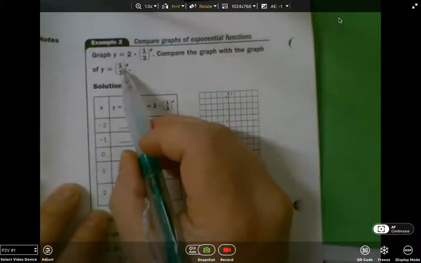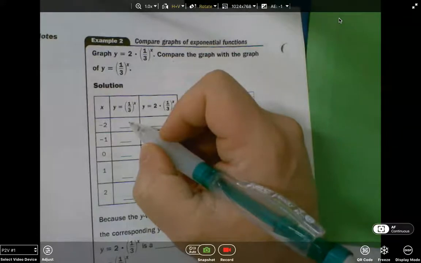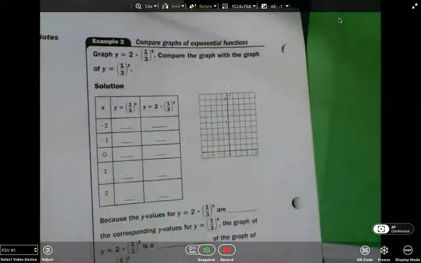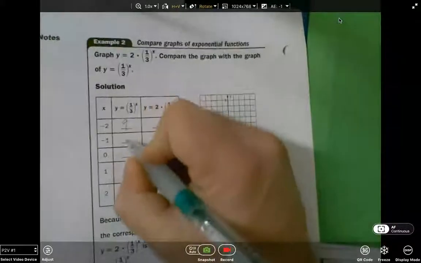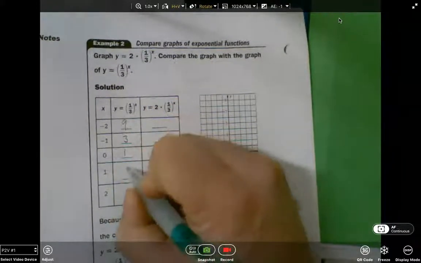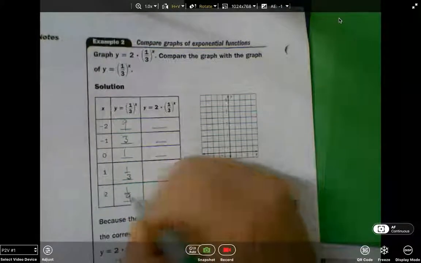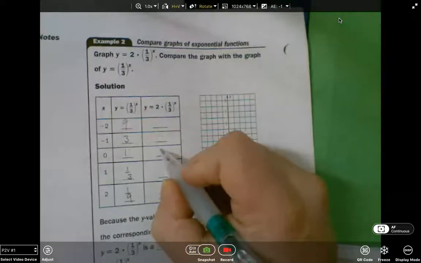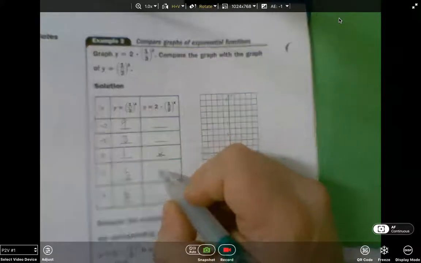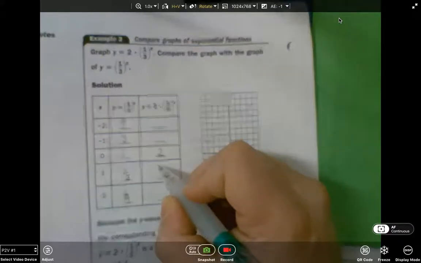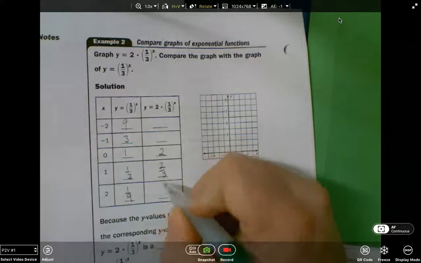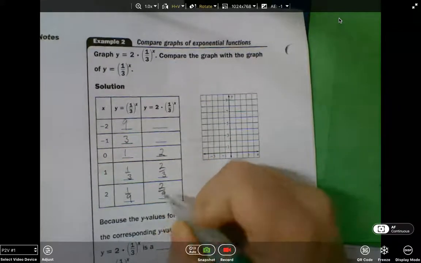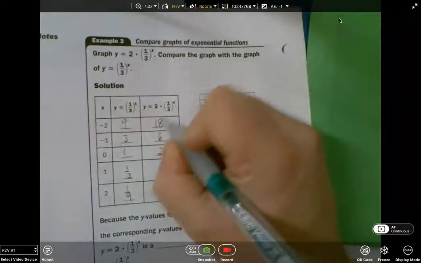In example 2, we're going to graph another one, but our a value has changed. We're going to compare it to (1/3) to the x, so I can just reuse my numbers from the first table: 9, 3, 1, 1/3. These are all the numbers from example 1. Here our new y-intercept is going to be 2. So this will be 2/3, 2/9, and over here, this will be 6 and 18.